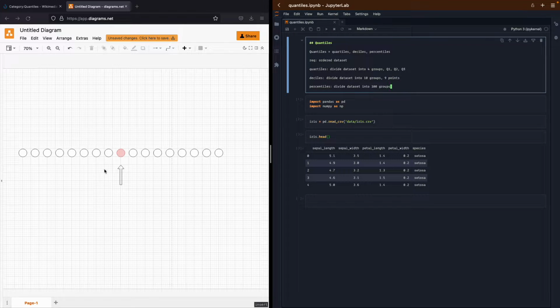So let us consider this in our left window as our dataset, data points, and this is our middle. So for quartiles, Q2 is going to be our middle point, and it is basically dividing it into two groups.